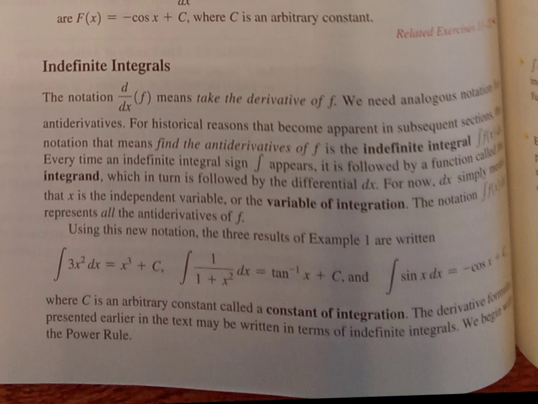When it looks just like an S without any other numbers around it, we call it an indefinite integral. The function that follows it is called the integrand. And the dx, right now they're calling it just the independent variable. It represents what you're taking the antiderivative with respect to. So again, just a little more notation. These line up exactly with the example above.